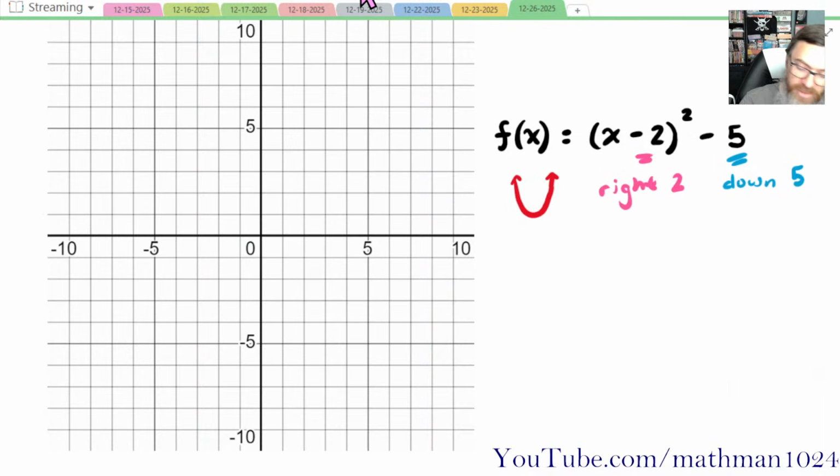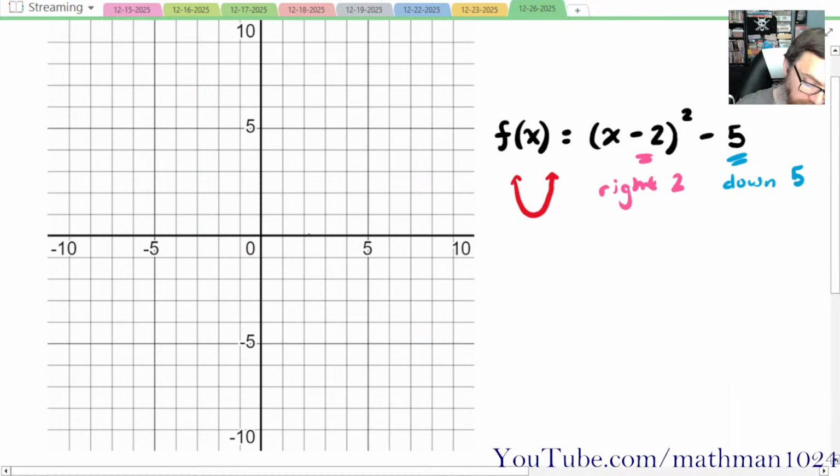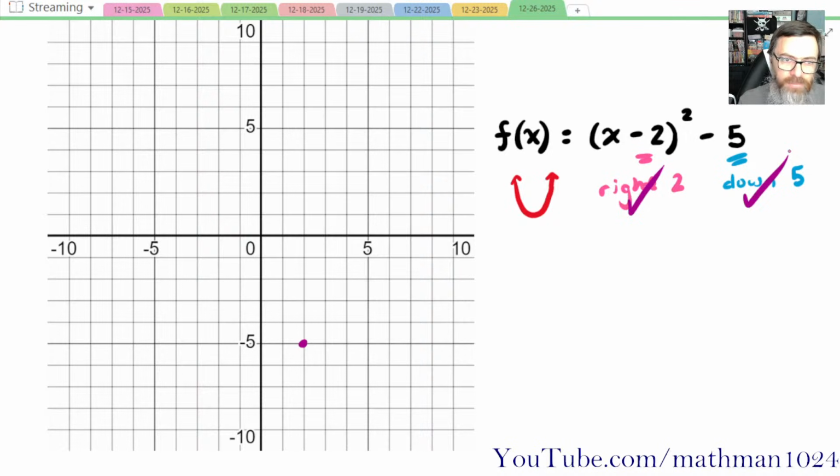So we go ahead and start with that, and that's going to be our vertex. So right 2 and down 5, so we're going to do that guy right there. And as soon as I've done that, I can go ahead and check those guys off. I've done that, no need to worry about anything else for that part. And then from this new vertex, we're going to build our quadratic.